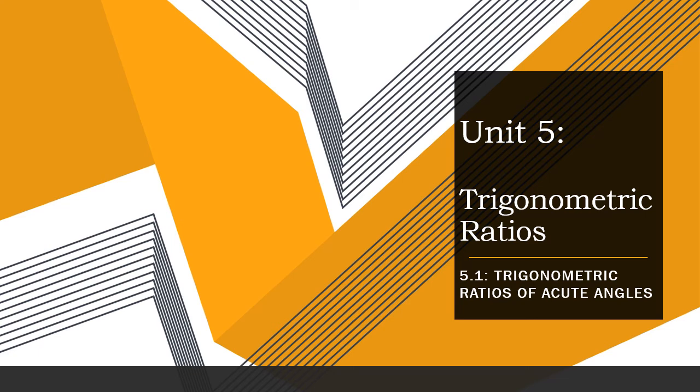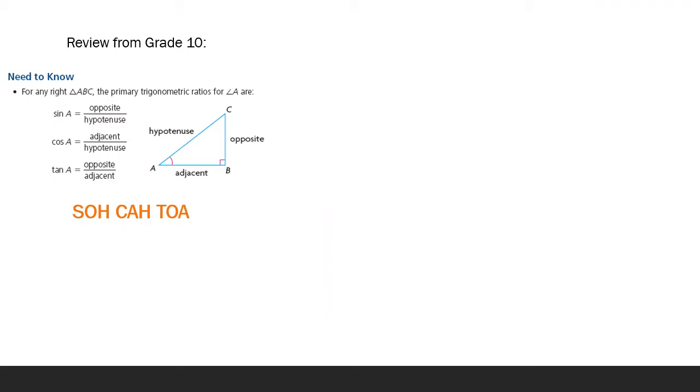We're starting Unit 5, Trigonometric Ratios, and the first section that we're going to do is 5.1, Trigonometric Ratios of Acute Angles. First, we have to review some material from grade 10. A lot of what you did last year was with a right angle triangle. A right angle triangle has a little box in the corner that tells you it's a right angle.